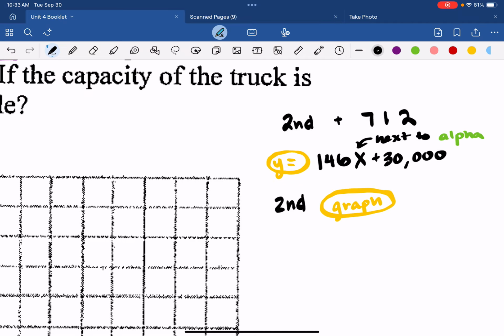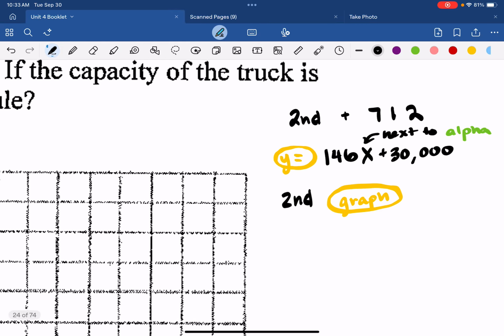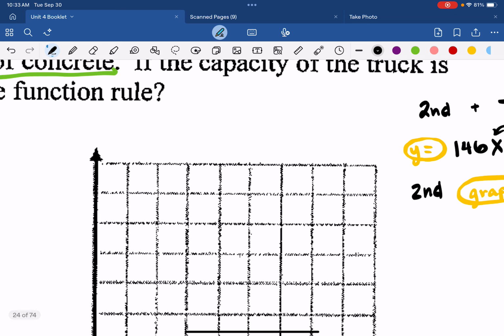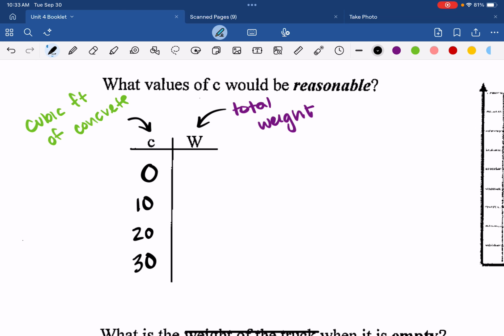Okay? And that chart shows you all the inputs and outputs from this function rule, okay? And you can use your arrow keys to go up and down to find the C values that we want, okay? So if you look at our chart, at 0, you should see 30,000. Then use your arrow keys to go down until you find 10, and you should find 31,460. Then go down to 20, we see 32,920. And then lastly at 30, we see 34,380. Okay? So that just makes it a little easier.